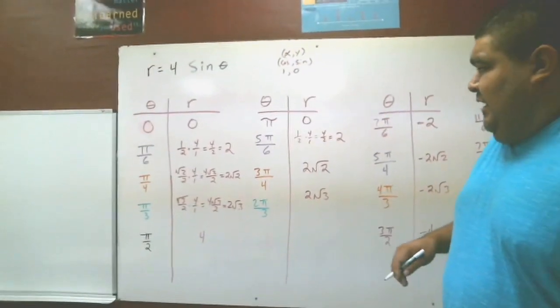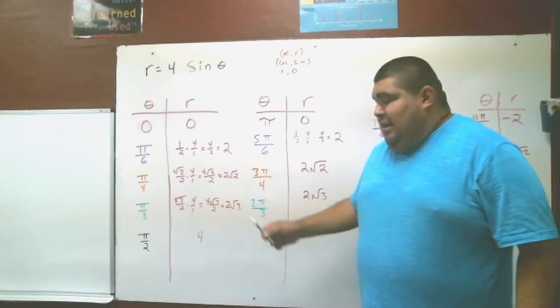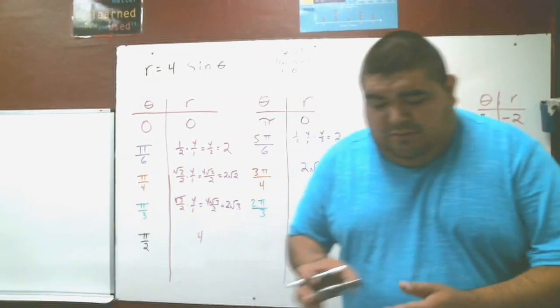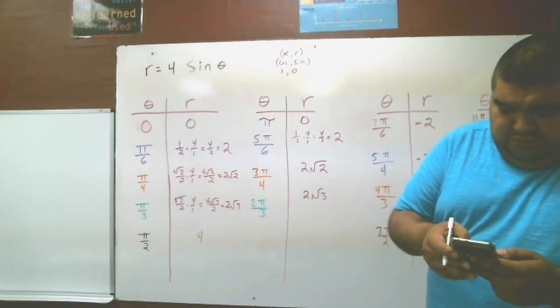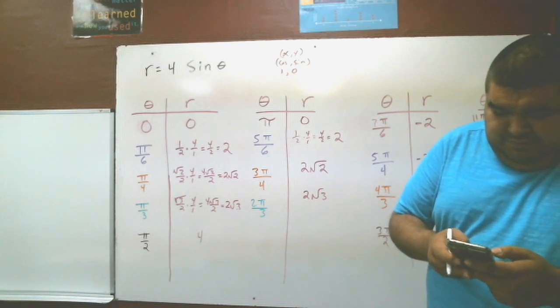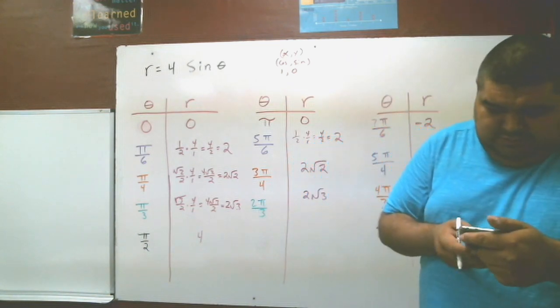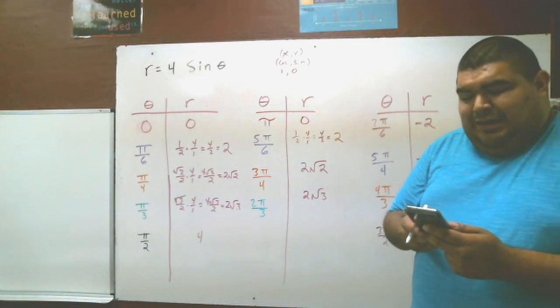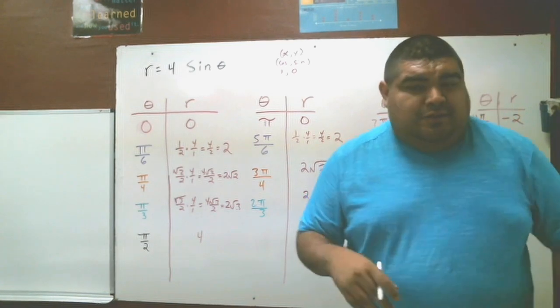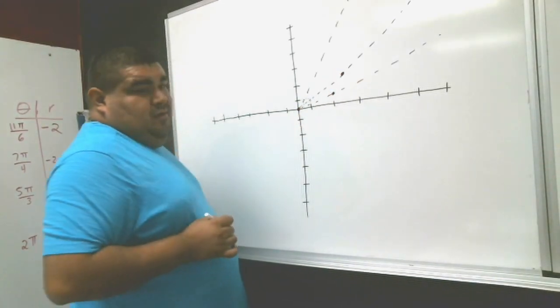Now on the next one, which is pi over 4, which is 45, we're going to go 2 radical of 2, which is about, let's use a calculator to find that out. All right, 2 radical of 2 is 2.8. Okay, so about 3. So on 45, we're going to go about 3. We're going to put a little dot there.